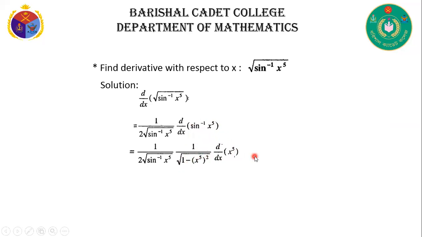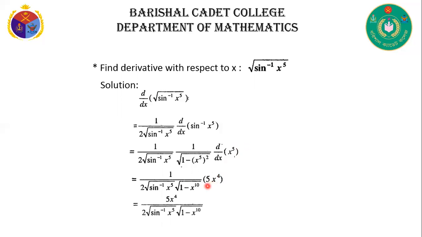We know the formula d by dx x to the power n is equal to n x to the power n minus 1. Now applying this formula here, we can write 5 x to the power n minus 1, that means 5 minus 1, that means x to the power 4. So 5 x to the power 4. Multiplying this, we can write 5x to the power 4 by 2 root sine inverse x to the power 5 root 1 minus x to the power 10. This is our required answer.